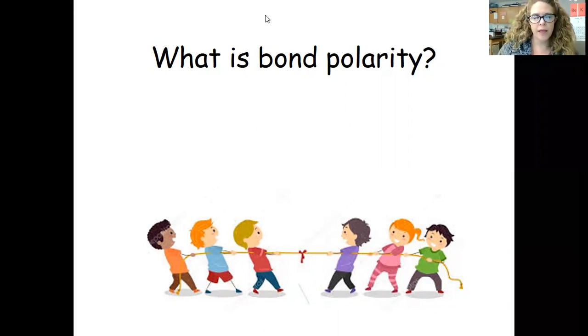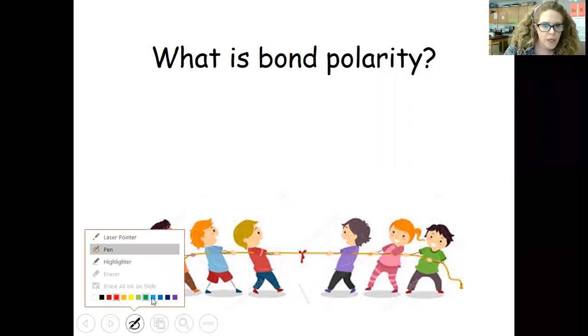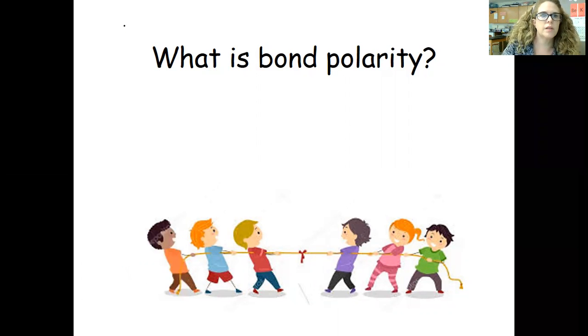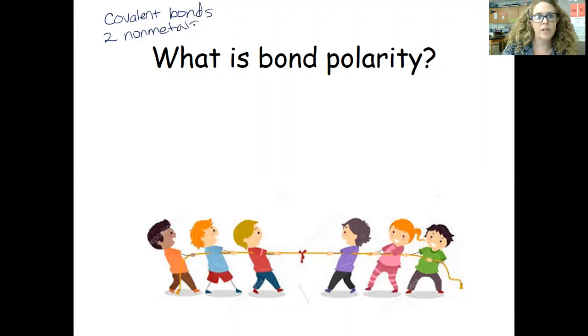Okay, so welcome back. In our last video, we talked about covalent bonds. And covalent bonds, I'll just jot this down again. Just a quick review here. Our covalent bonds are between two nonmetals, right? So two elements to the right of the staircase on the periodic table, and they share electrons.